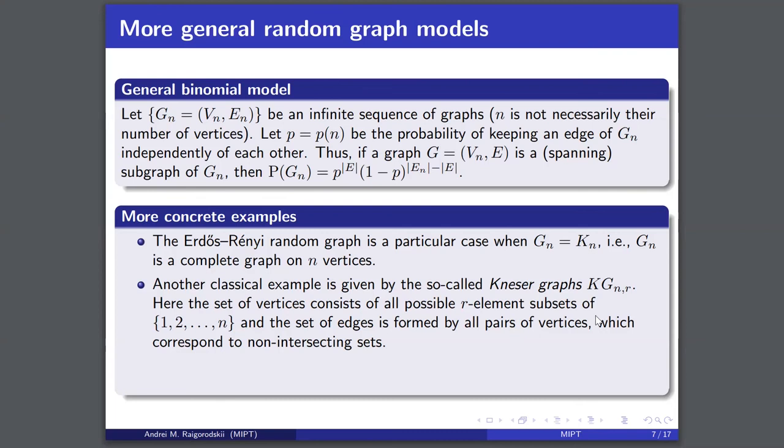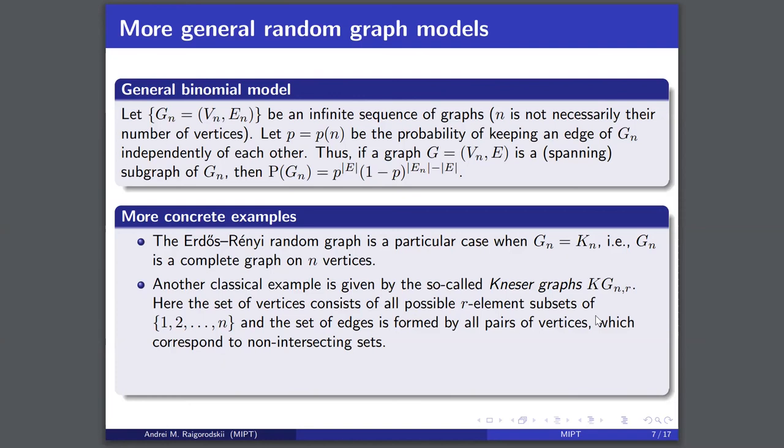Now, what are the edges of this graph? We join by an edge two vertices if and only if the corresponding two element subsets do not intersect at all. So 1, 2 intersects 1, 3, 1, 4, 1, 5. Here we don't have an edge. But for 1, 2 and 3, 4, we must draw an edge. For this, we don't have an edge. But here, we draw an edge. And so on. Do you understand?